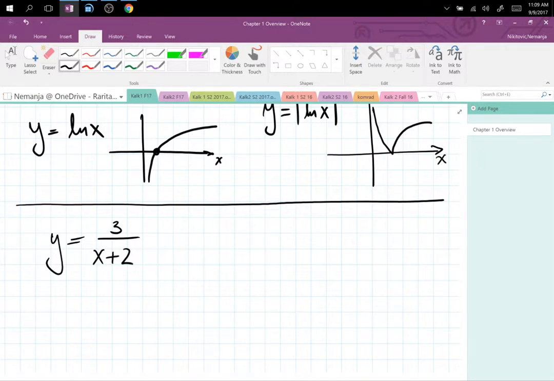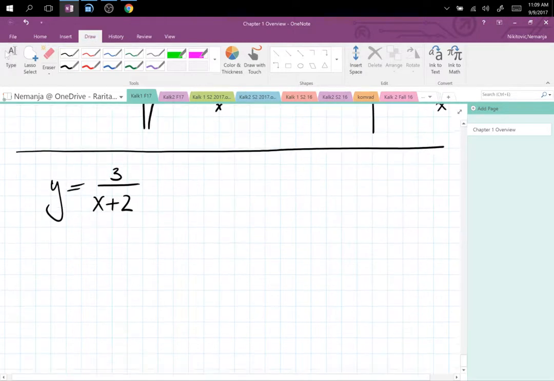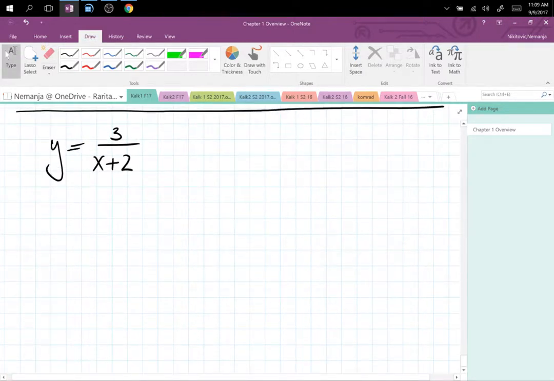Well, in stages. When I teach pre-calculus 1, I usually ask students to have a separate graph for each of the stages leading up to the final graph. But now that you are in calculus, if you can do everything in one step, perfect. The 3 multiplies every answer by 3, right? Because this is technically 3 times 1 over x plus 2.